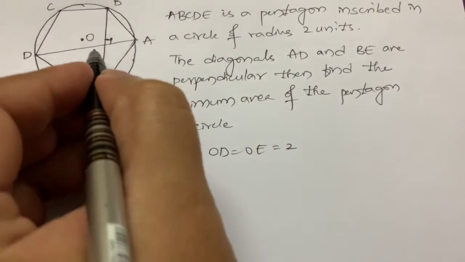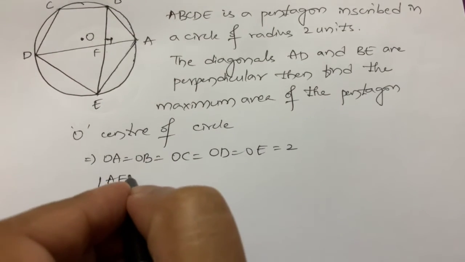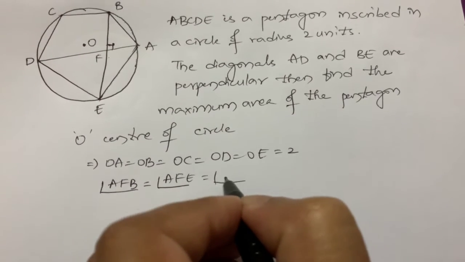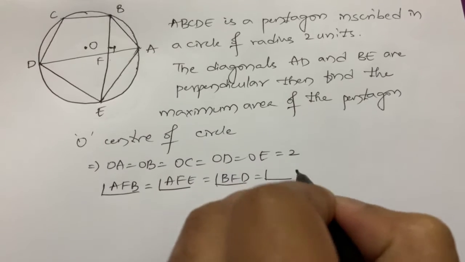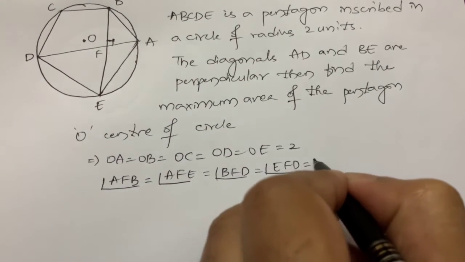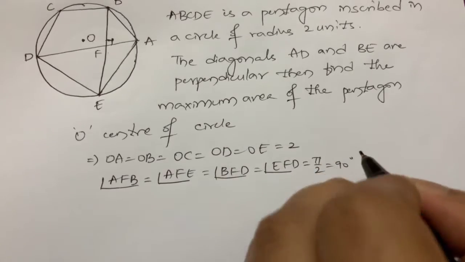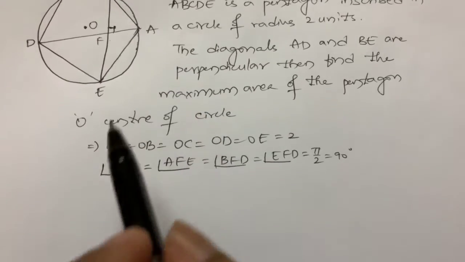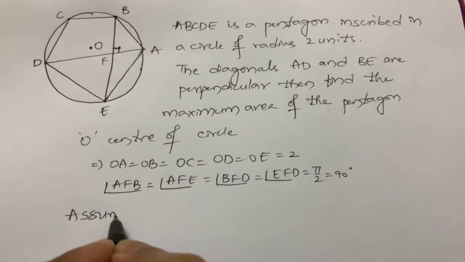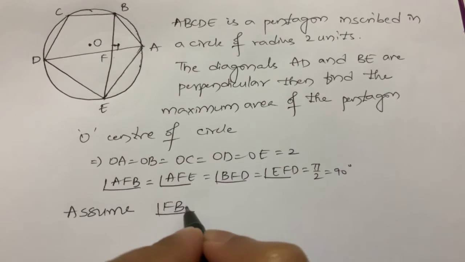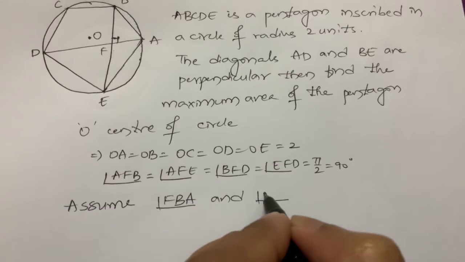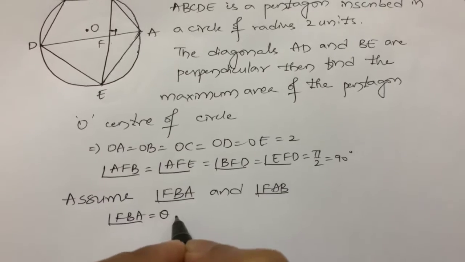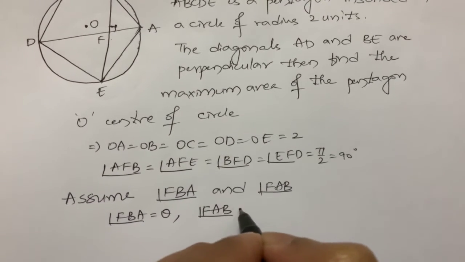Let us say at this point, we will call it F. So, angle AFB is equal to angle AFE is equal to angle BFD is equal to angle EFD is equal to pi by 2, 90 degrees. This is also given. So, to solve this, we will assume the angles FBA and FAB.